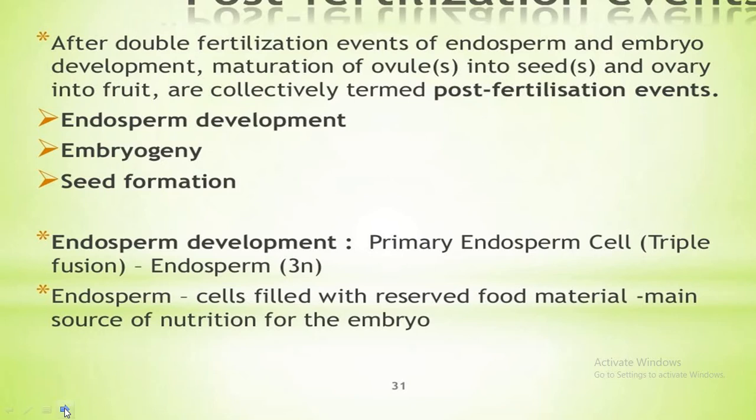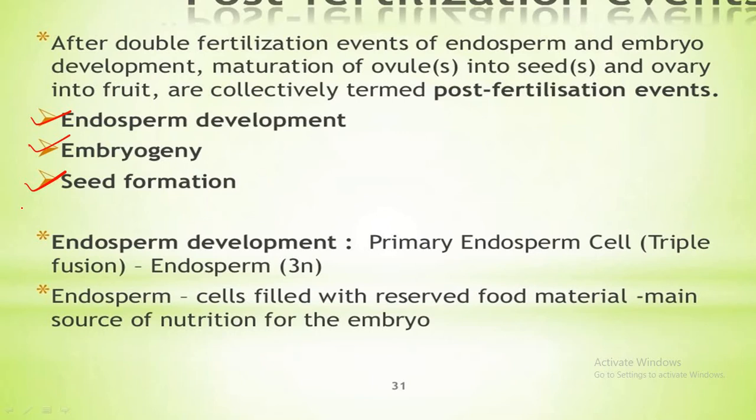The major post-fertilization events include development of endosperm and embryo, maturation of ovules into seeds and ovary into fruit. They take place soon after the double fertilization.